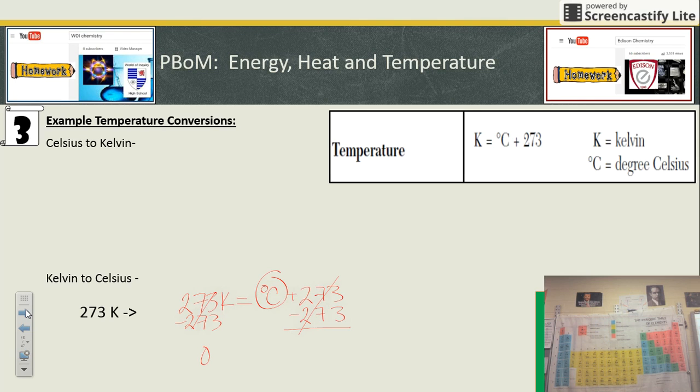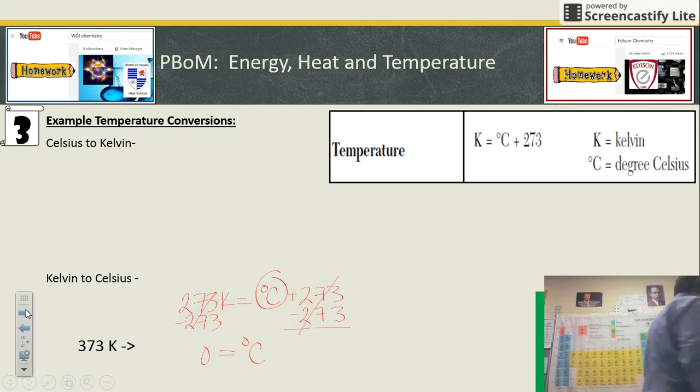273 minus 273 is 0, so 273 equals 0 degrees Celsius. That's the part that's messing me up. So 273 Kelvin equals 0 degrees Celsius. Sorry, my math brain wasn't working too well this morning. That's why I need milk around sometimes.